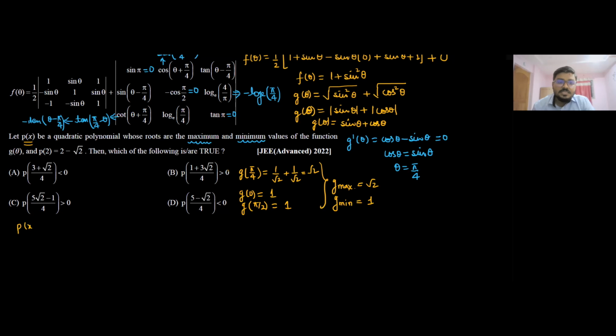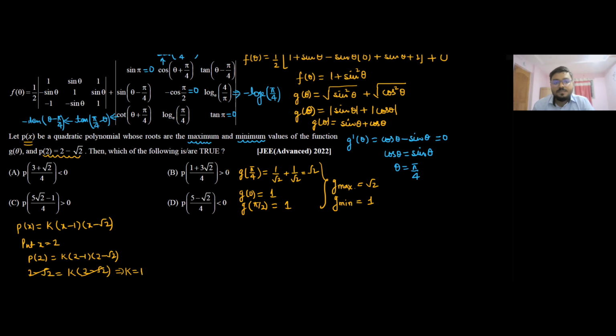So that means p(x) is some leading coefficient k times (x minus first root) into (x minus second root). Now this p of 2 is the value given to calculate the k value. So if I put x equal to 2 here, you are getting p(2) equal to k times (2 minus 1) into (2 minus root 2). That is, p of 2 is given as 2 minus root 2, equal to k times (2 minus root 2). 2 minus root 2 got cancelled. So k is 1 here.